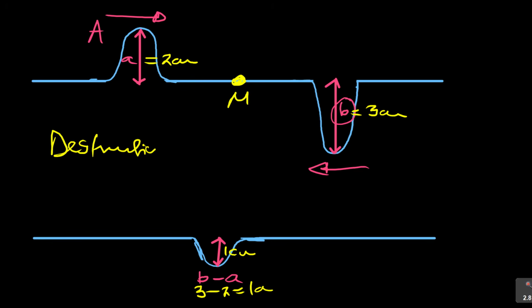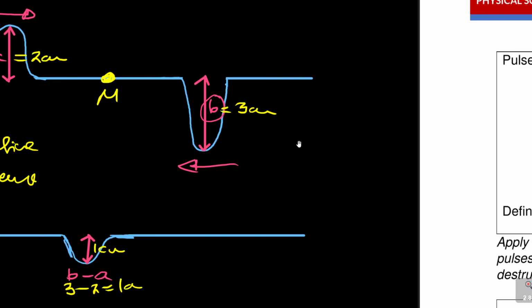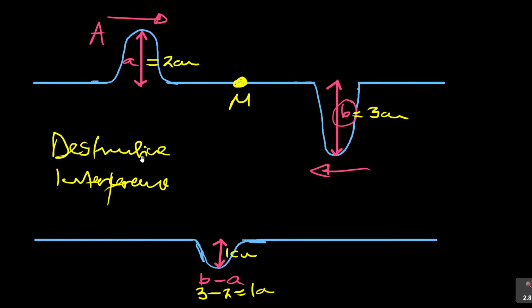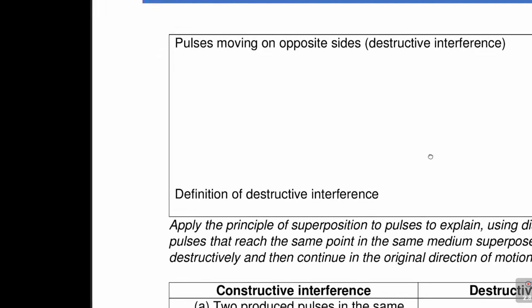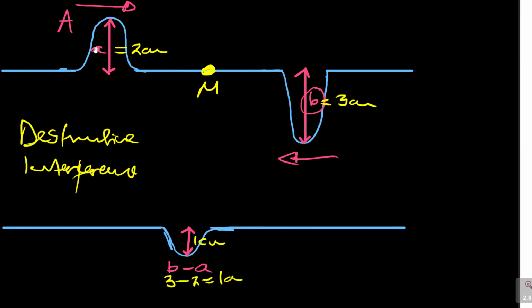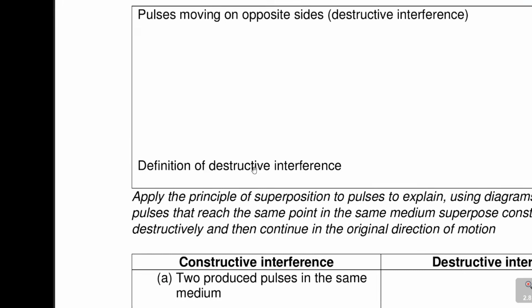So that is how we describe what this is called: destructive interference. They are interfering, but they are destroying each other. So that is that part. What is the definition we can put here of destructive interference? It is when two pulses meet, traveling in opposite directions, in the opposite line of action, and they destroy each other. I'm going to show you later, when we look at pulses of the same size, same amplitude, moving in opposite directions, what happens to such pulses.